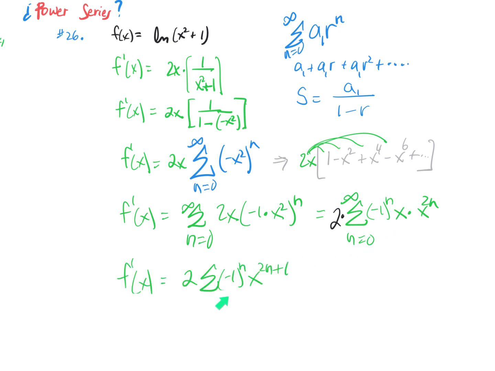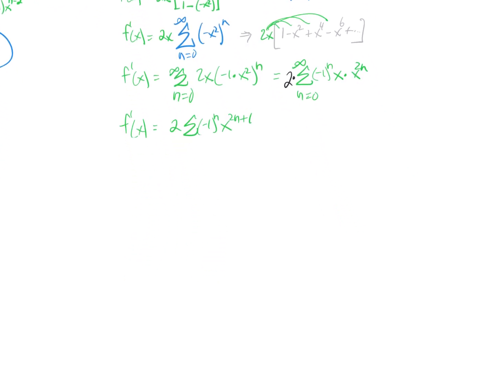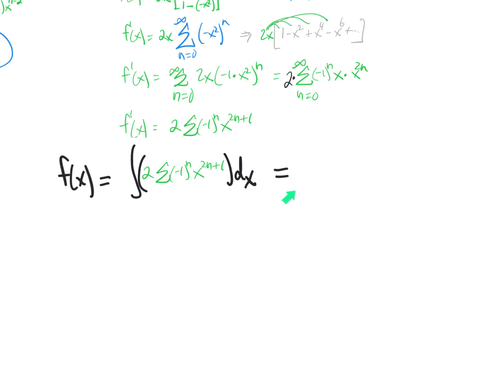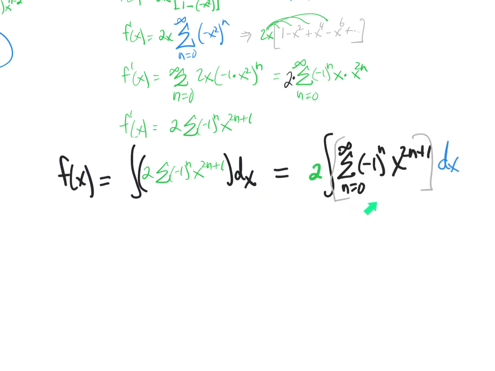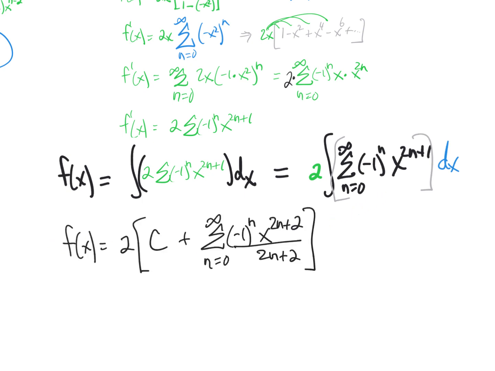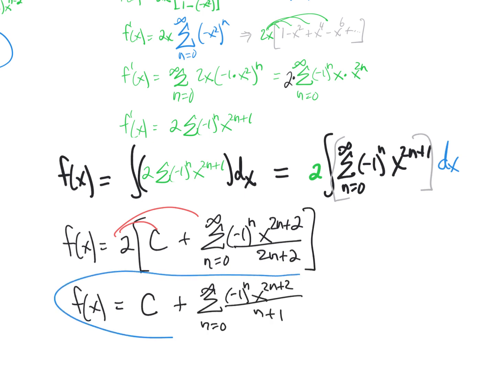All right, so now if we want a series for f of x, we just have to take the antiderivative of this series. So let's take the antiderivative, don't forget the constant, and we get that. And then 2 times the constant will just be some constant. And 2 times the series is just equal to that, because there's a 2 factor on the bottom, which can divide out by the 2 factor on top. And there is our power series for f of x.